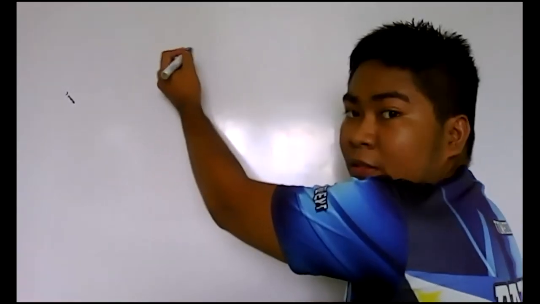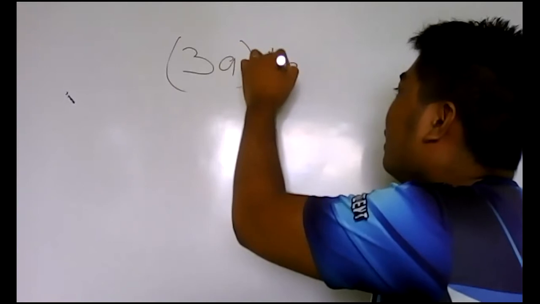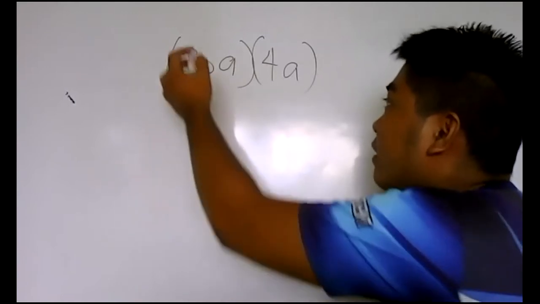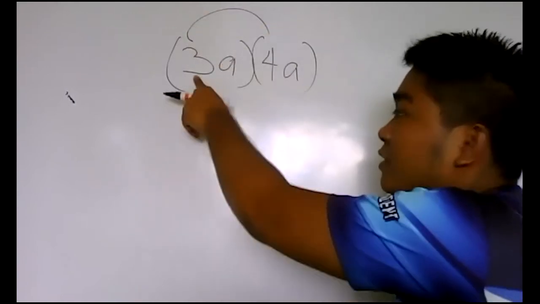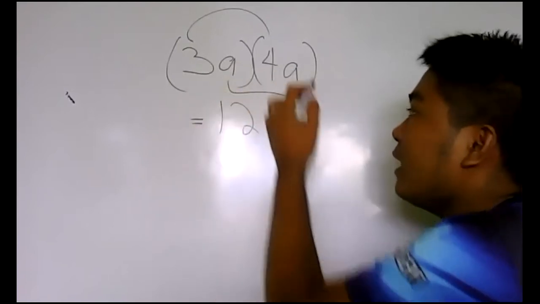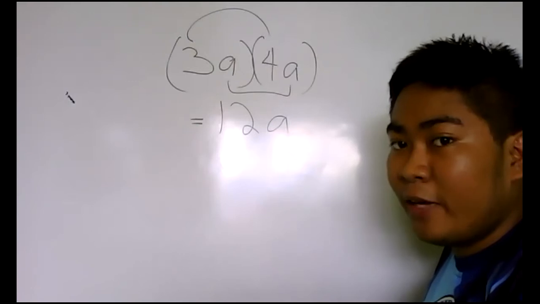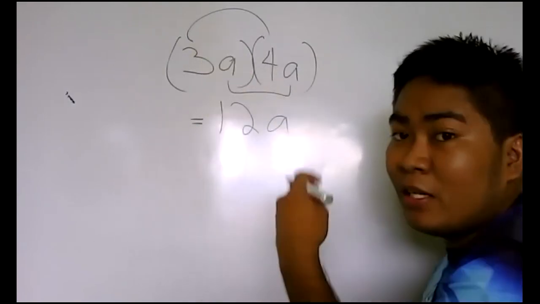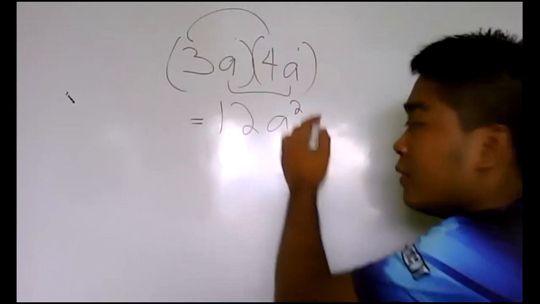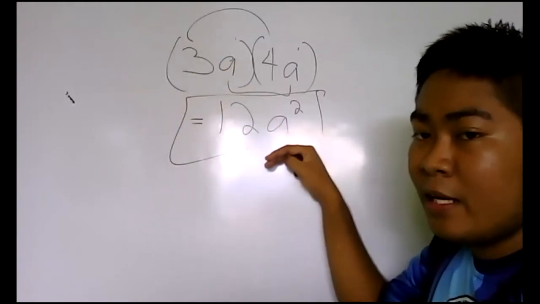For example, we have 3a multiplied by 4a. Therefore, the answer would be, let's just recall, multiply the numerical coefficients, which is 3 times 4, equal to 12. Now, copy the variable, which is a, and what would be the exponent of a? In multiplication, exponents will be added. Therefore, 1 plus 1 is 2. So in multiplication, it is equal to 12a squared.